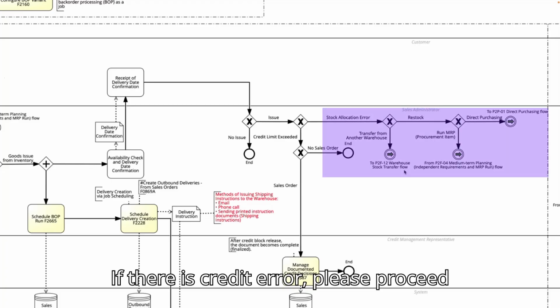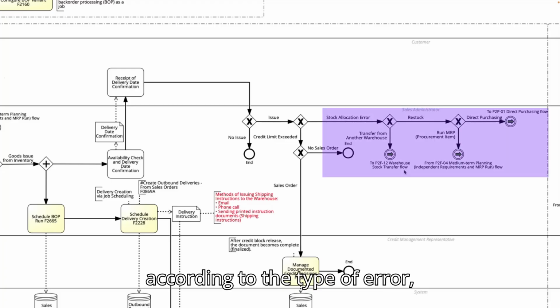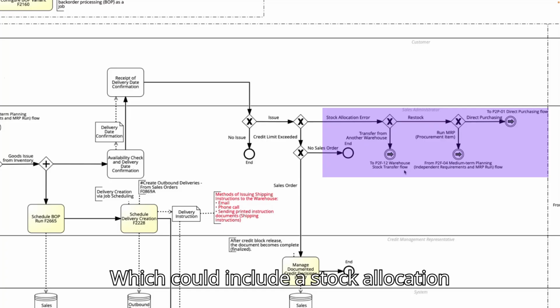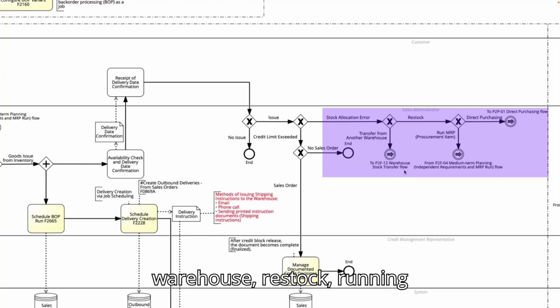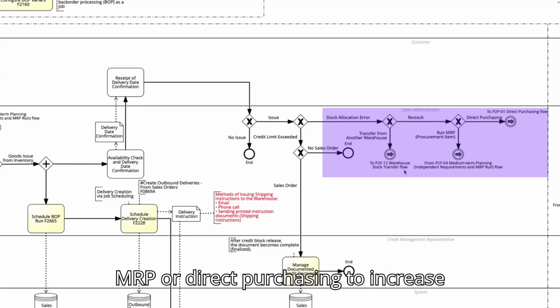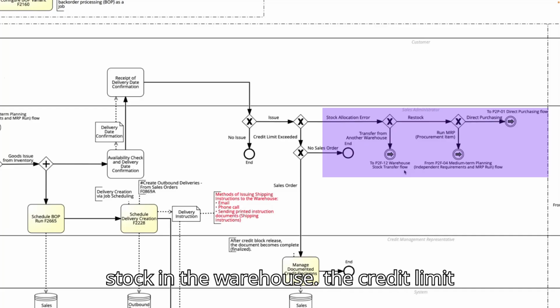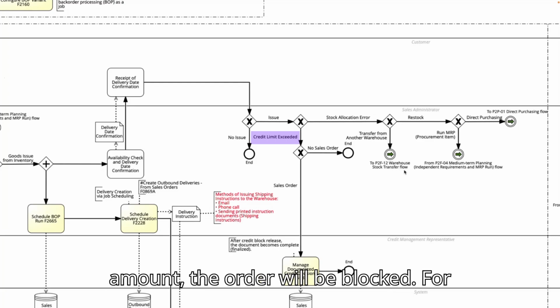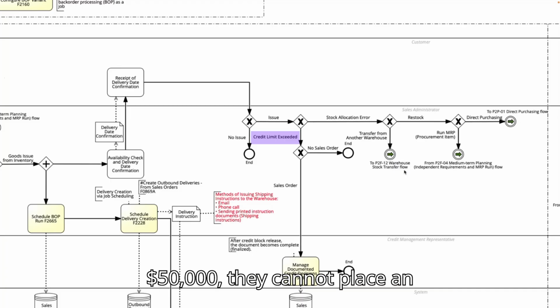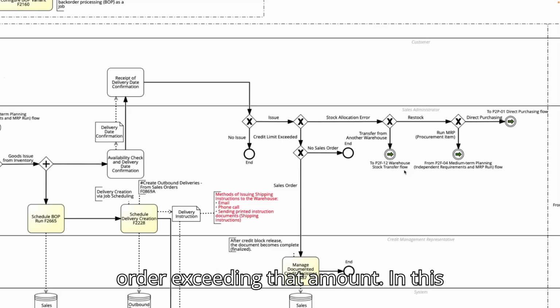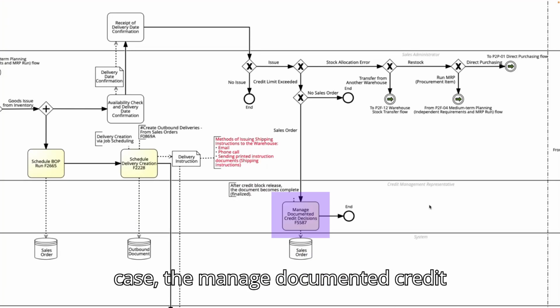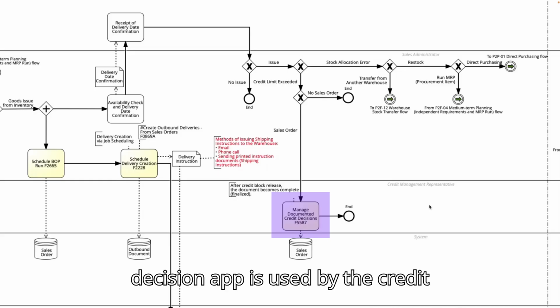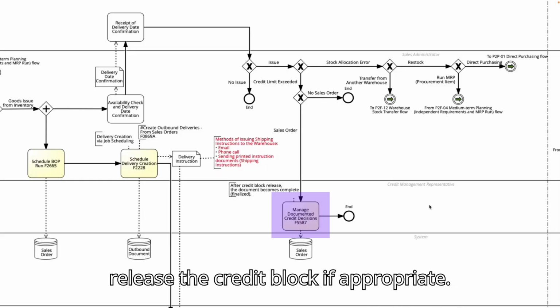If there is an error, please proceed to the right and follow the flow according to the type of error, which could include a stock allocation error, stock transfer from another warehouse, restock, running MRP, or direct purchasing to increase stock in the warehouse. If the credit limit is exceeded, meaning that the customer's spending has gone beyond the approved amount, the order will be blocked. For example, if a customer's credit is set to $50,000, they cannot place an order exceeding that amount. In this case, the Manage Documented Credit Decision app is used by the credit management representative to review and release the credit block if appropriate.